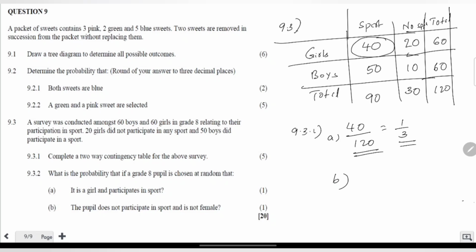Then next one, 1 mark question. What is that? A person does not participate in sport and is not a female. Not a female, does not participate, which means a boy, no sport. It's going to be how many? 10, isn't it? So 10 of them are there. So the answer is 10 over 120, which is equal to 1 over 12. So this is how we do it. We are done. So guys, this is how we do questions from probability. Okay, I hope you understood.